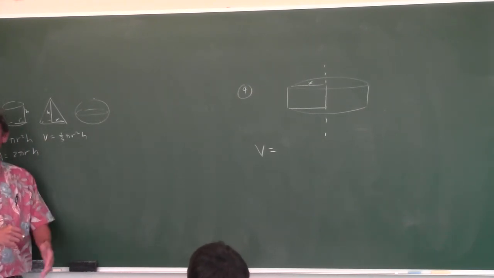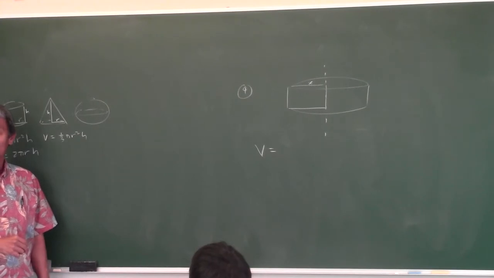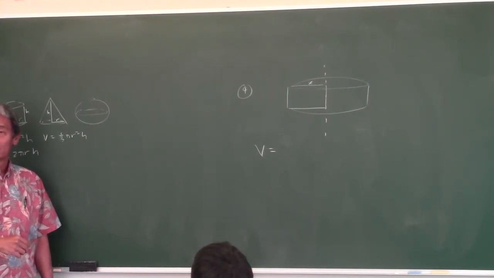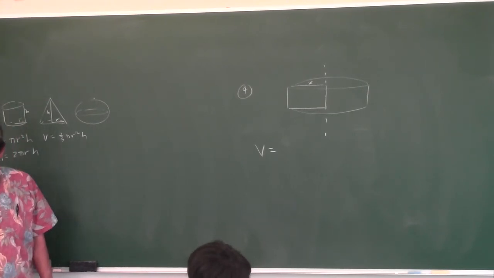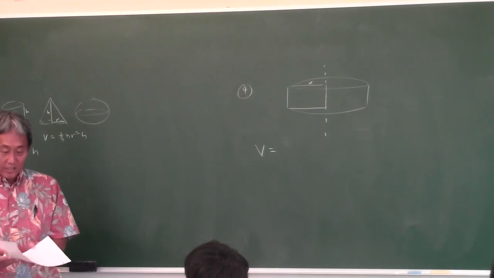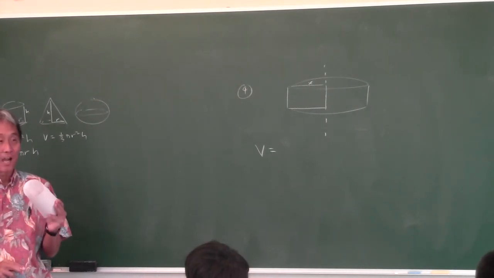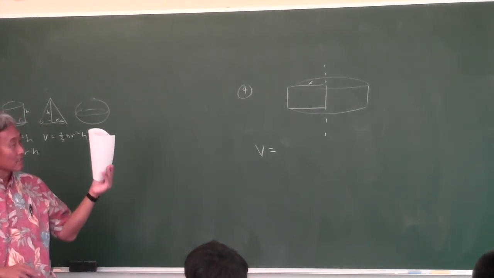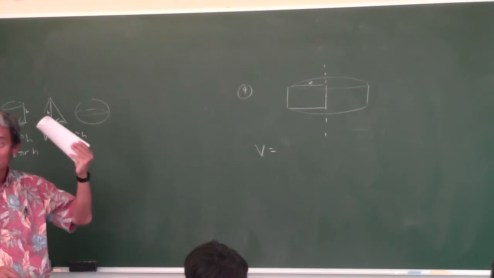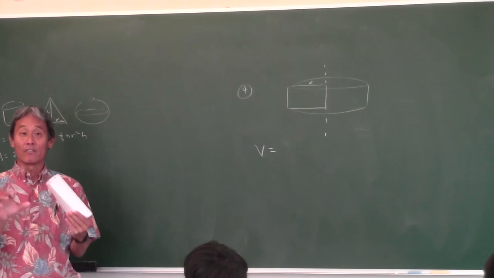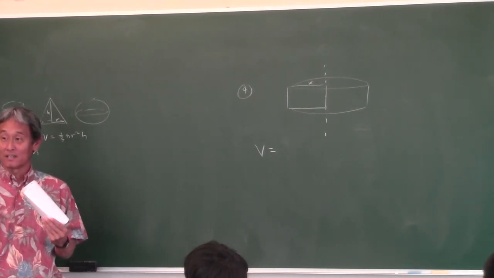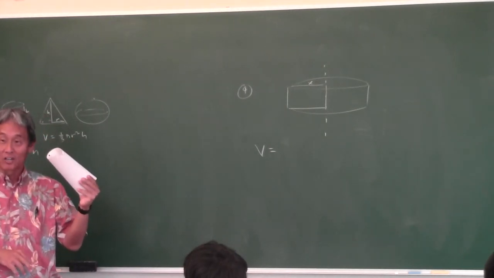Who had Mr. Masanagi? Wait, I have a question. Does this cylinder have the, we don't have to worry about the tops and bottoms of the surface area? A cylinder does not have a top and a bottom. This is a cylinder. There's no inside, there's no top and a bottom. You're thinking of a cylindrical solid. This is a cylinder.